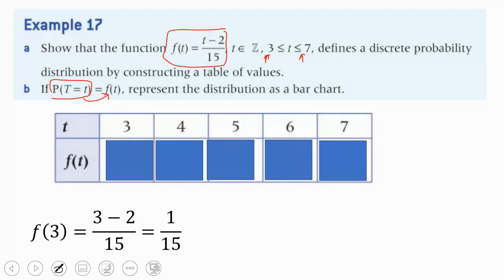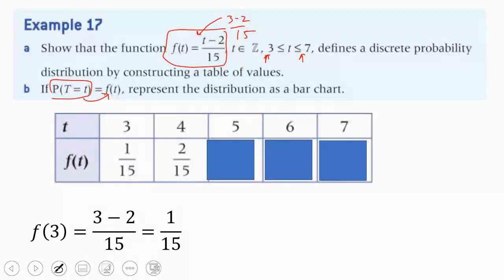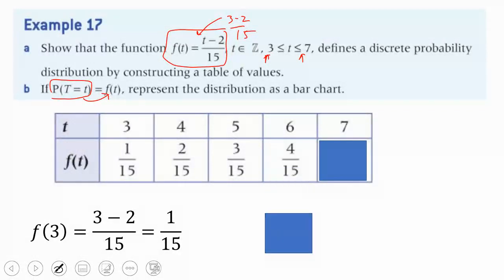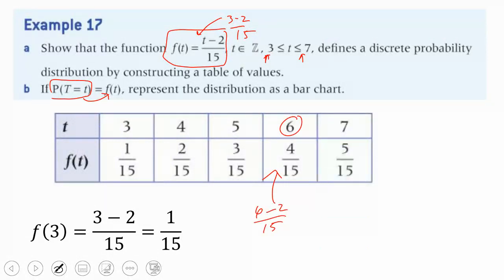You can plug in 3 for t, and you get 1/15. And you plug in 4 for t, you get 2/15, 3/15, etc. So again, this one would be 6 minus 2 over 15. And all of those added together would be 1.